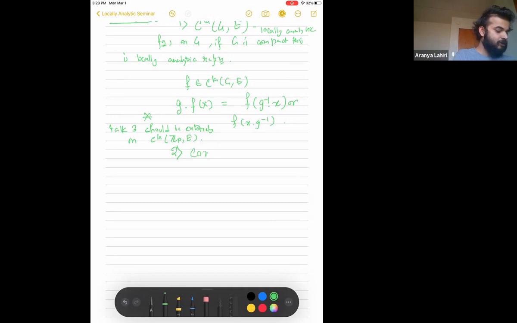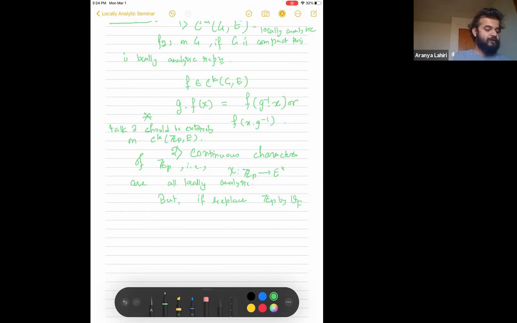Well, continuous characters of Z_p. So this is chi from Z_p to E^*, where both of them have the p-adic topology, so you can define continuity. They are all locally analytic. Quite surprisingly, if you look at continuous characters of Z_p, they turn out to be locally analytic. But of course, if you replace Z_p by O_F, where F is as above a proper finite extension of Q_p, then this does not quite hold.